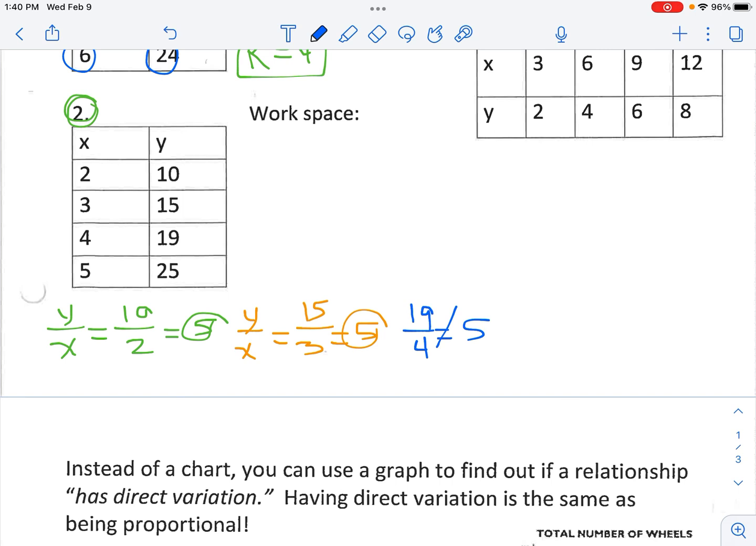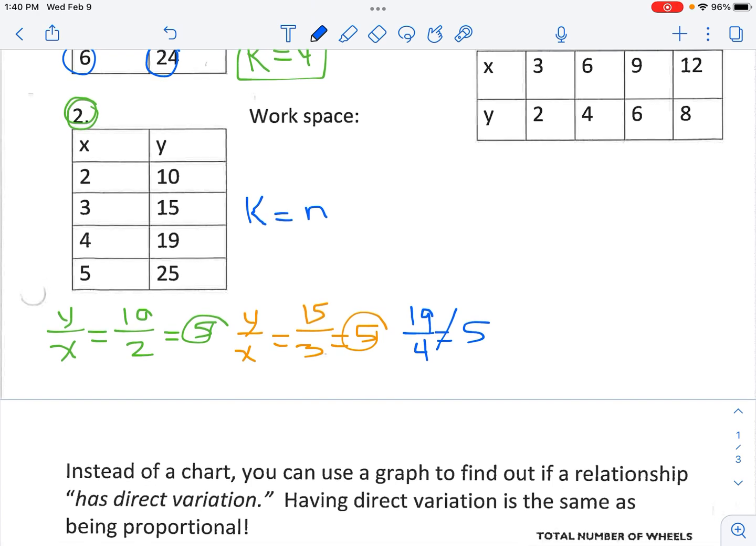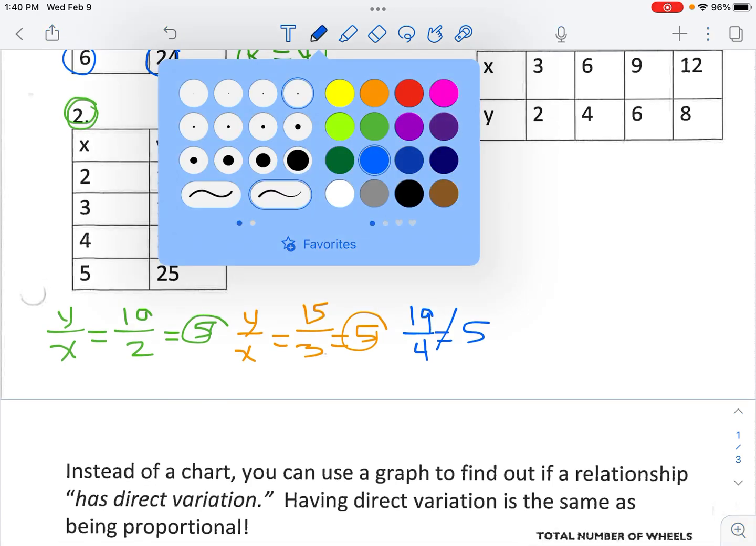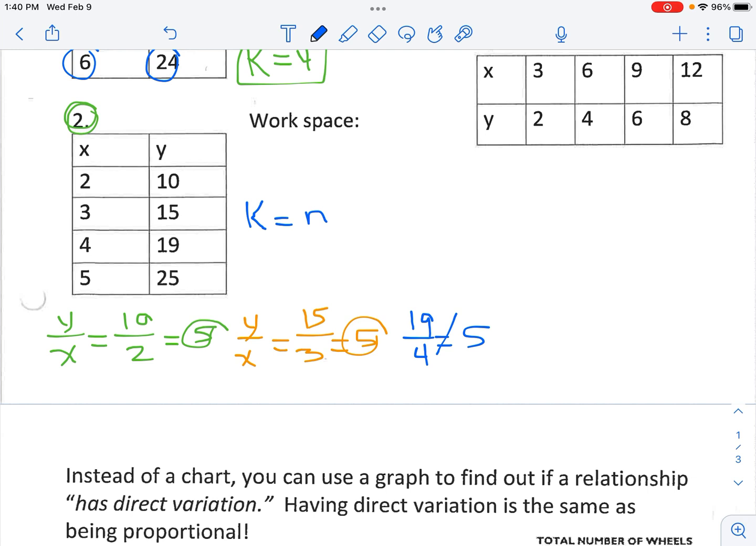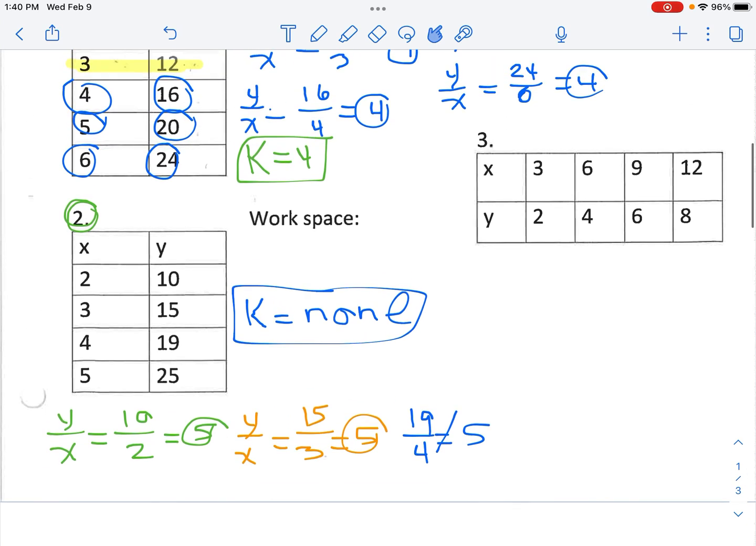Because I found one that is not the same, your answer would say k equals none. There is no constant. Sorry about that, what's wrong with my pen here? So your answer would say k equals none. Constant of proportionality equals none, since they did not all simplify to the same.